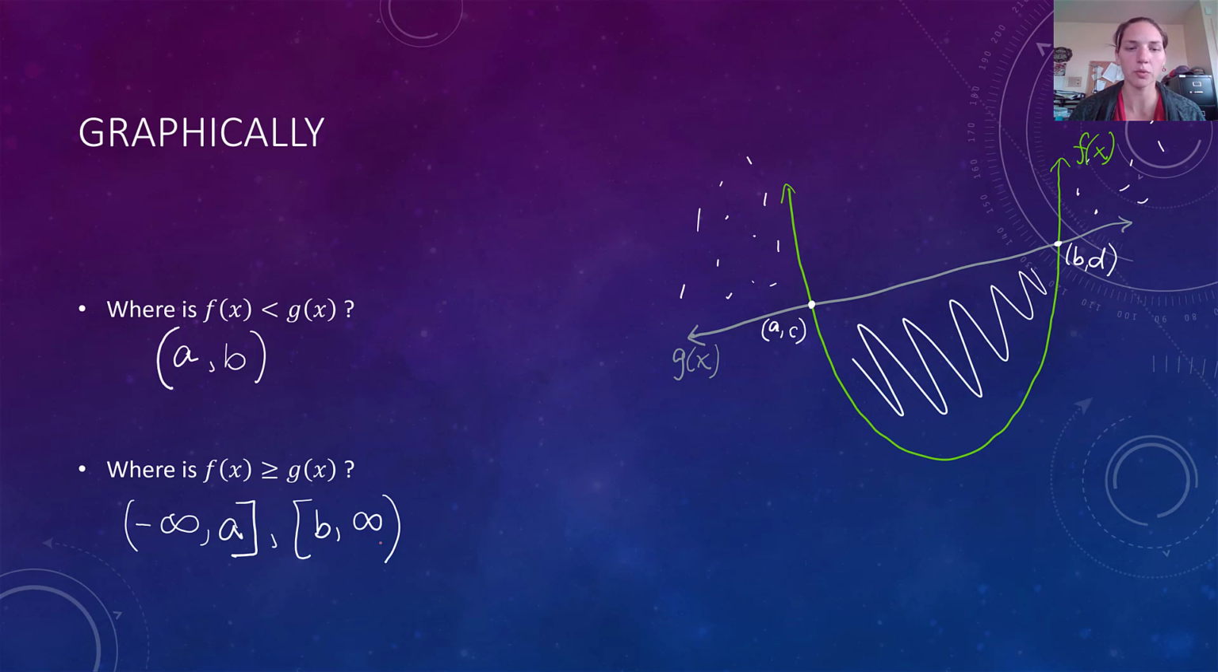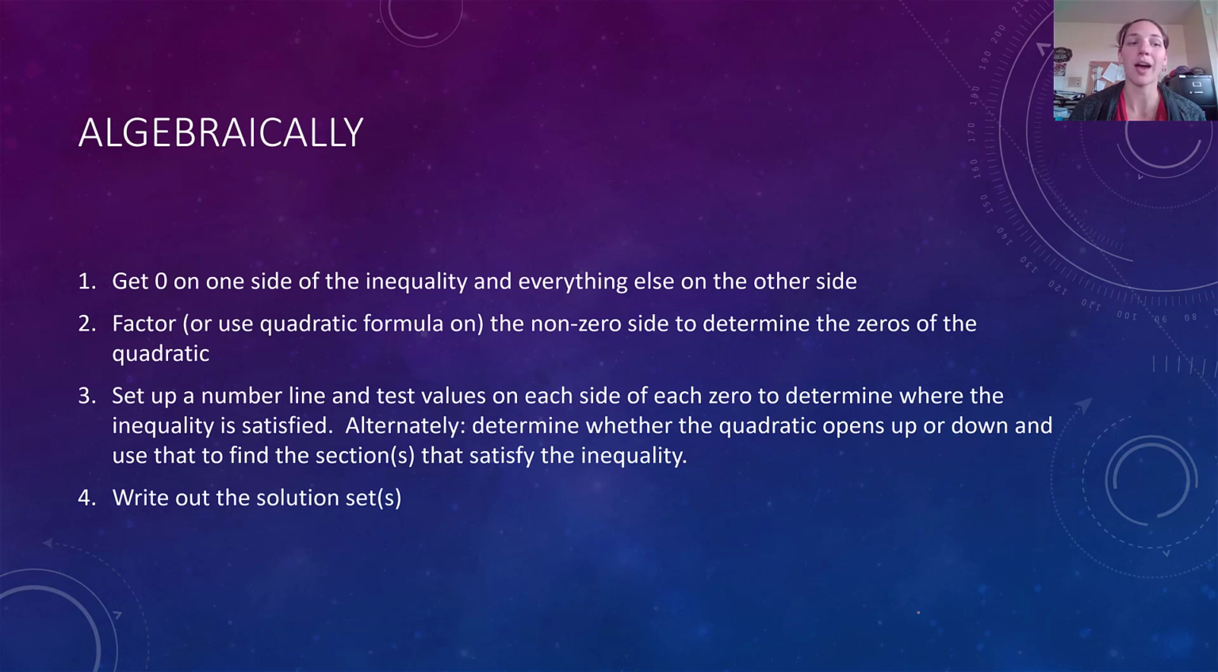Okay, so you're going to have to be able to do problems like that, but also algebraically, which is what we focus on a bit more. So when we're doing this algebraically, what we really need is to get 0 on one side of the inequality and everything else on the other. Factoring only works nicely if you have 0 on the other side, so that's what we have to do first. Then we can factor or use the quadratic formula on the non-zero side to figure out what would make that equal 0, because those are going to be the important pieces.